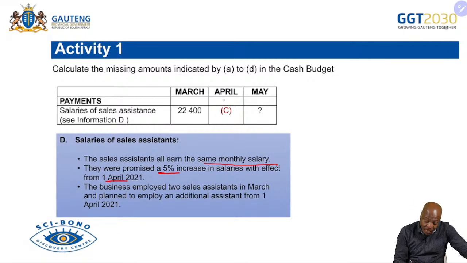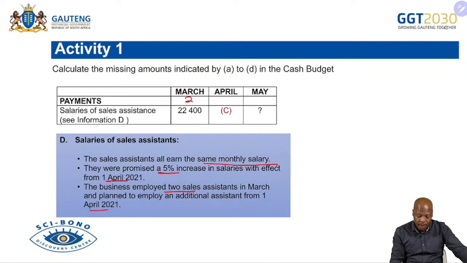Okay, then the business employs 2 sales assistants in March. So in March here, there are 2 sales assistants in the month of March, and planned to employ an additional one on the 1st of April. So they're planning to employ a 3rd one on the 1st of April.